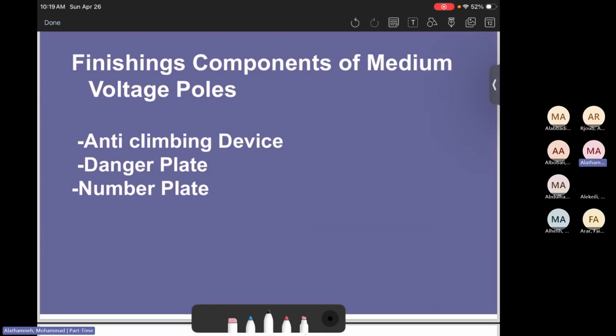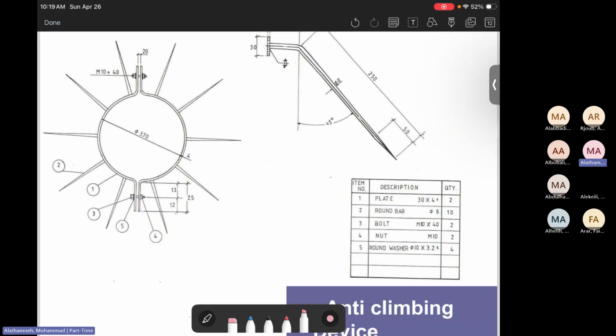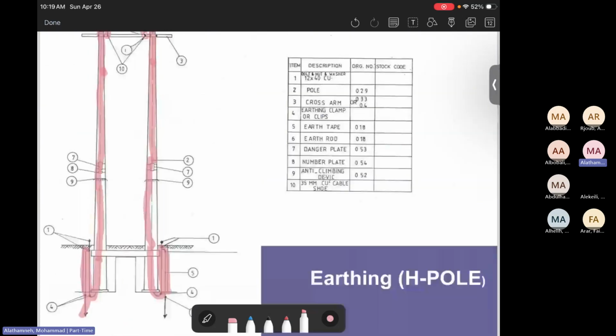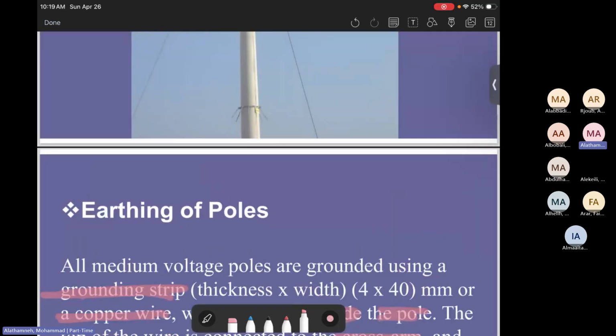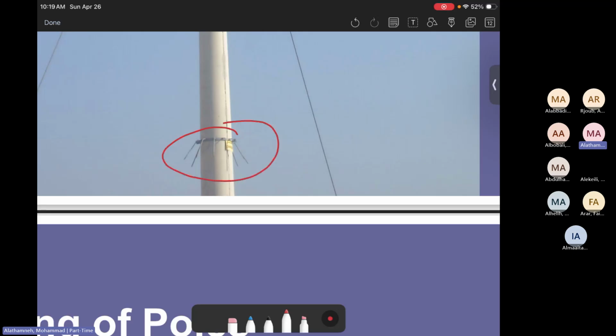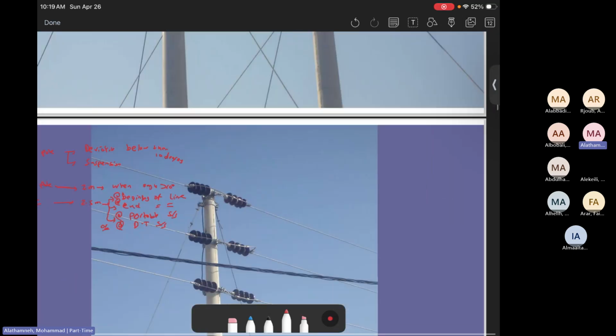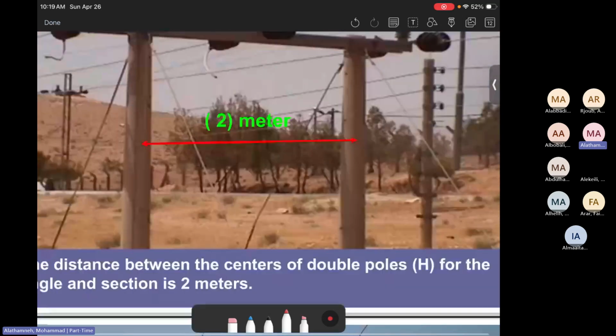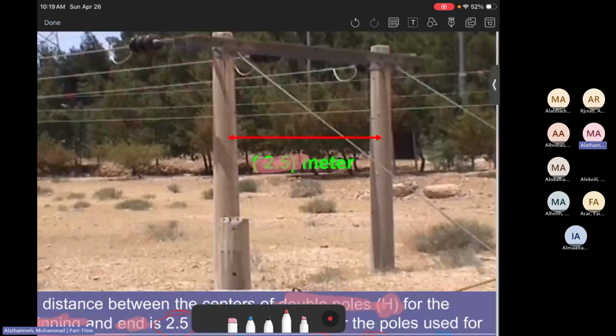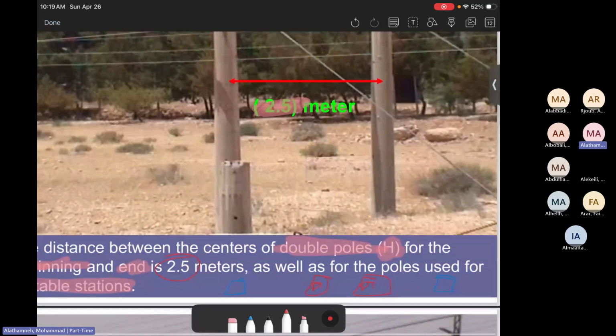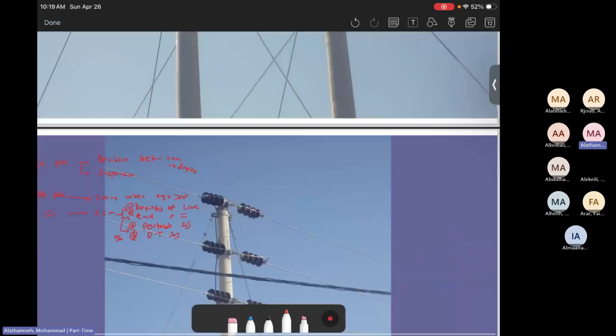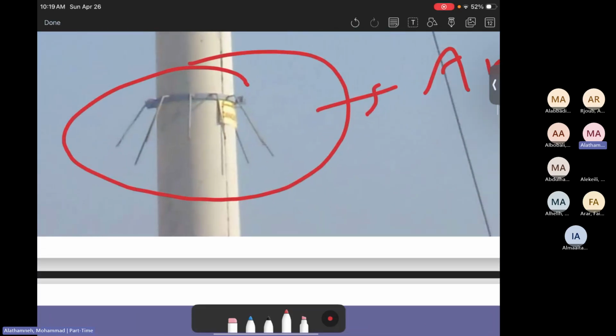So there is an anti-climbing device, of course, and there are danger plates. There is a number plate. Those are very essential. So basically, when you look at the pole, there should be anti-climbing like this one. This is anti-climbing. Then here is not clear. Anti-climbing is not clear here, but there should be anti-climbing somewhere here. But this picture shows the anti-climbing in a clear way.